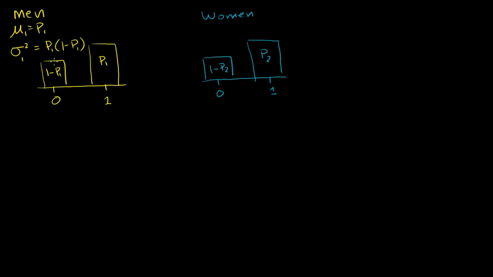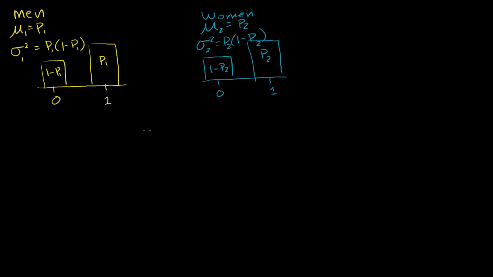And we saw this many, many videos ago when we learned about Bernoulli distributions. We're going to see the exact same thing with the women. The mean of this Bernoulli distribution is going to be P2. And the variance of this Bernoulli distribution is going to be these two proportions multiplied, so P2 times 1 minus P2.